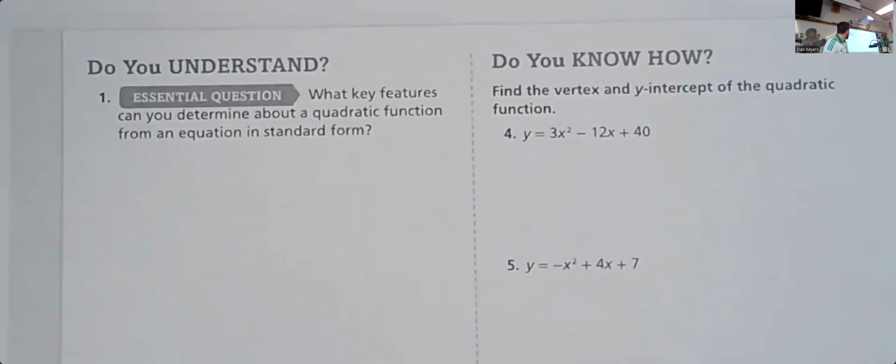So this is what we worked on yesterday. What key features can you determine about a quadratic function from an equation in standard form? We don't need to write this down. I just want to kind of discuss and recap what we learned about. So that's y equals ax squared plus bx plus c. What did we do with that yesterday? Listen up, guys. What did we do yesterday with that equation?